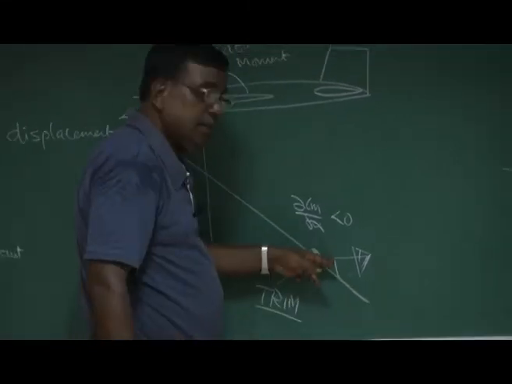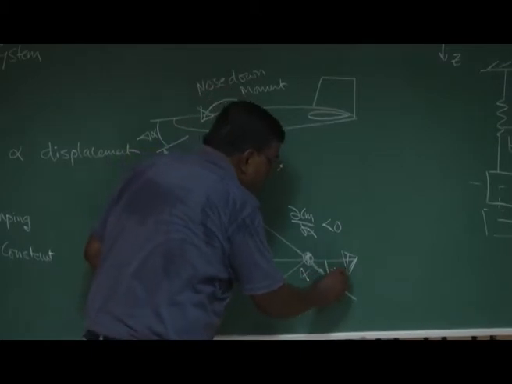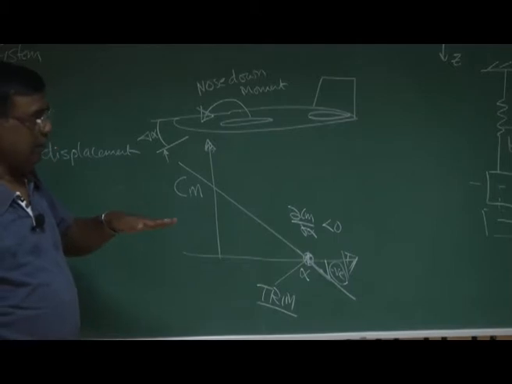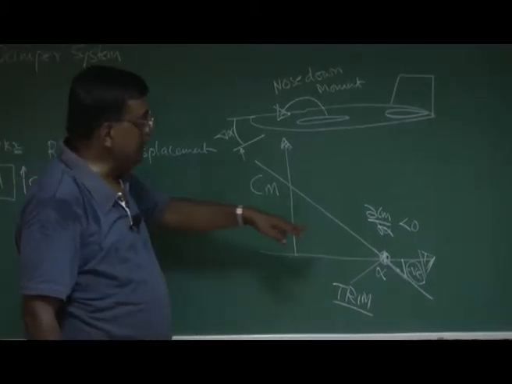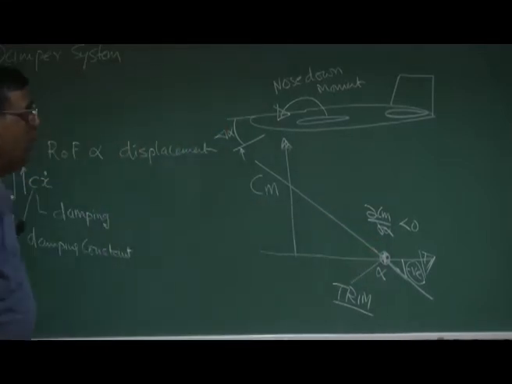So what this slope will tell you is that it will immediately generate this negative pitching moment. So if alpha has increased because of some reason, the airplane will give a nose down moment. And that is the significance of dCm by d alpha less than 0. But what is the meaning?